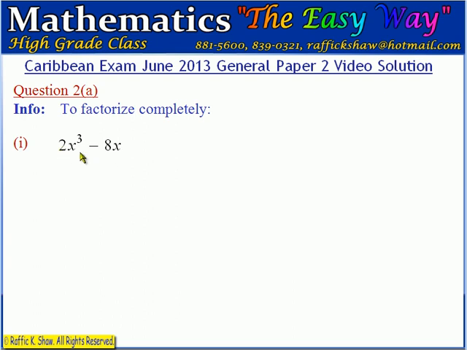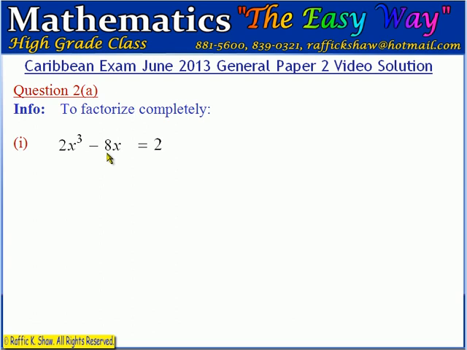Now I see two terms with a negative sign. So since I'm doing factorization, I'm thinking the difference of two squares. But initially, I'm not seeing the difference of two squares, but I'm seeing common factors in these two terms. In terms of the numerals, the common factor is 2. And in terms of the variable, which is x, the common factor is x. So I want to factorize those first.